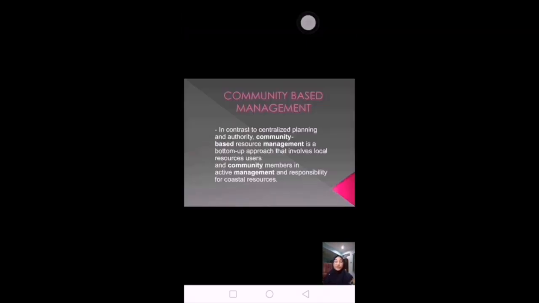Okay, next I will explain to you community-based management. What is community-based management? In contrast to centralized planning and authority, community-based resource management is a bottom-up approach that involves local resource users and community members in active management and responsibility for coastal resources.